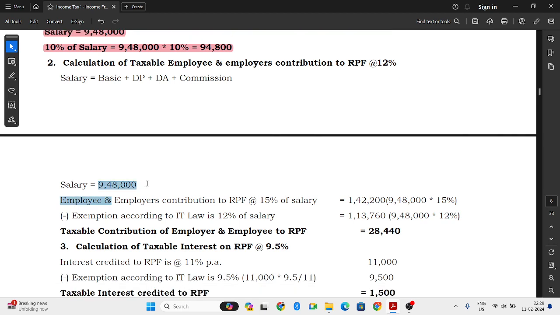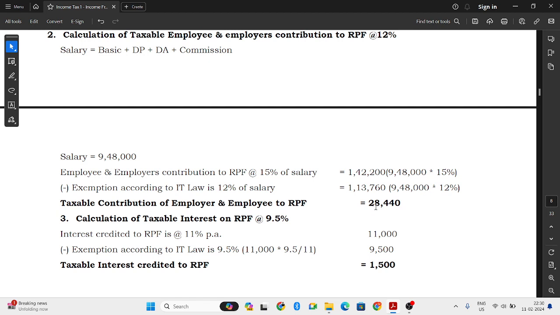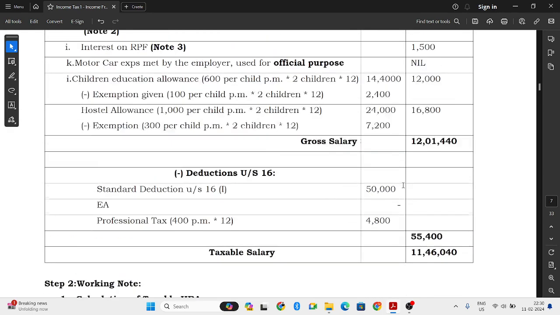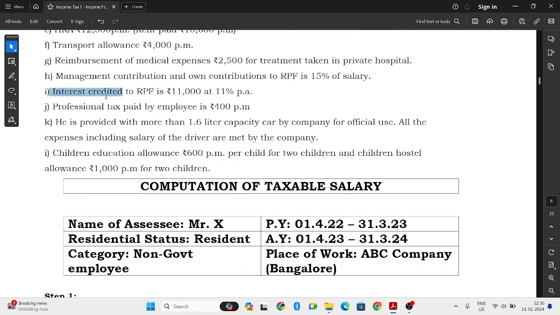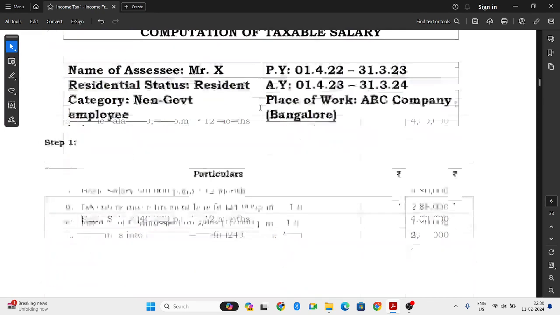So total salary is 9,48,000. On that, 15% is 1,42,200. According to the IT laws, till 12% the exemption will be given. So 9,48,000 at 12% is 1,13,760. So from 1,42,200, if 1,13,760 is exempted, the remaining amount is 28,440. That is the taxable contribution of employer to RPF. Okay, so that we will write it over here, 28,440.